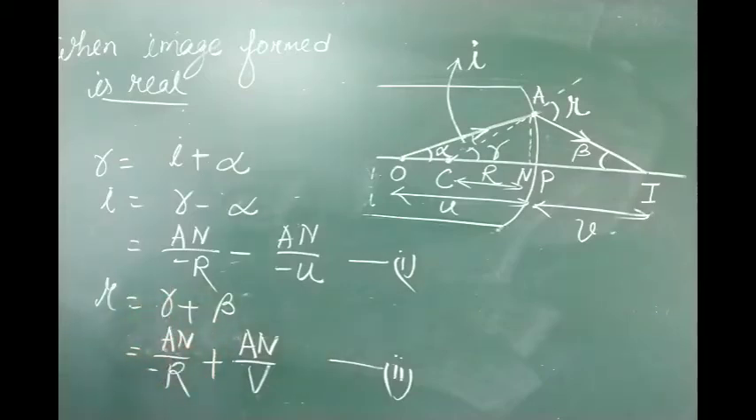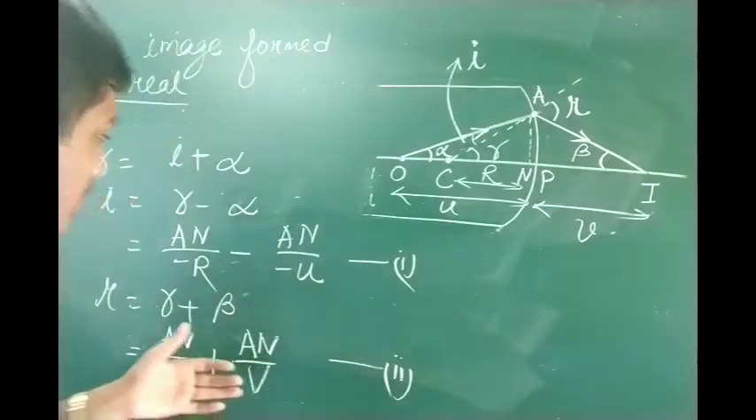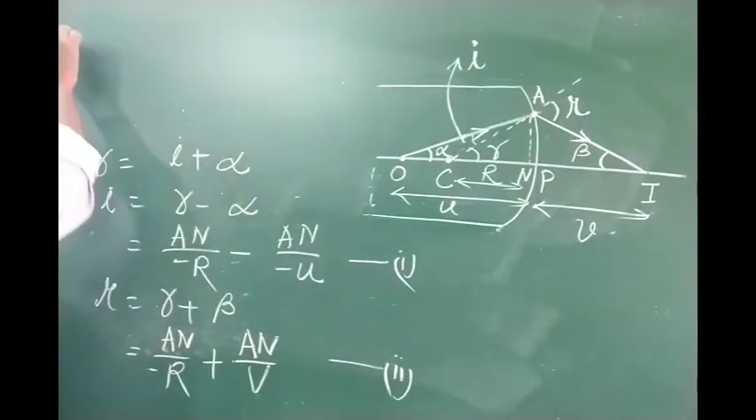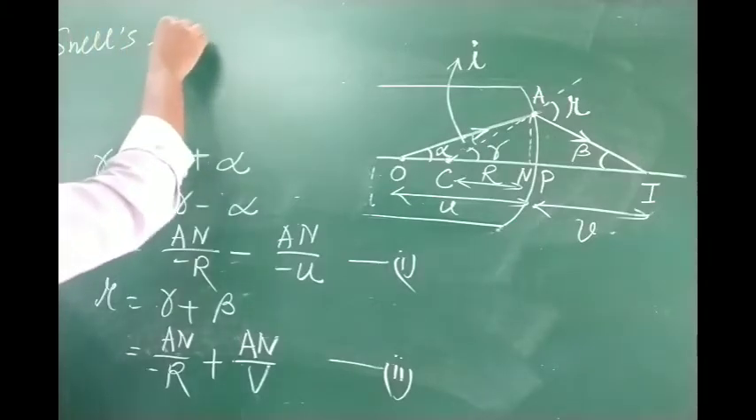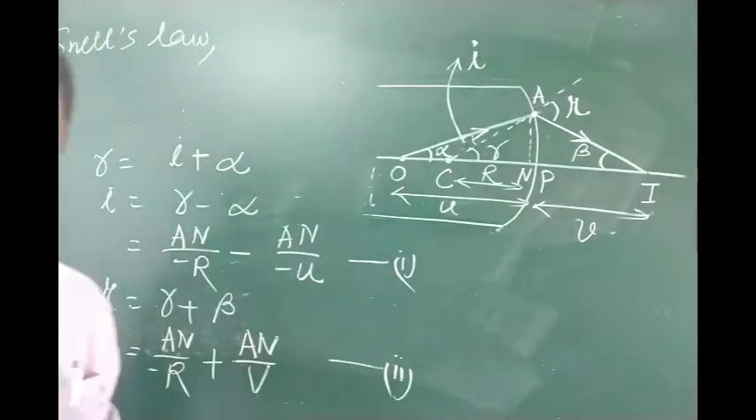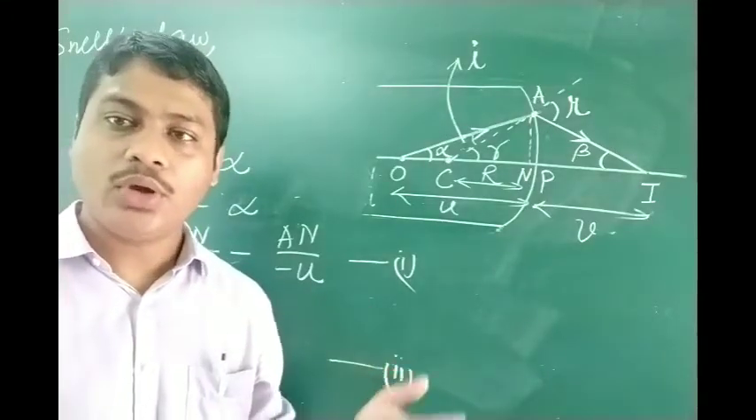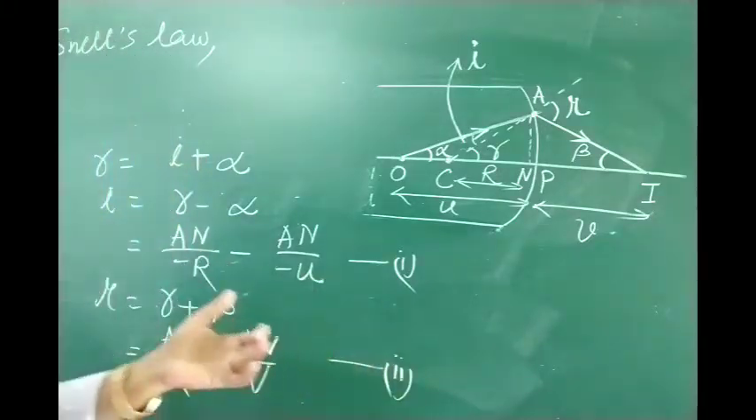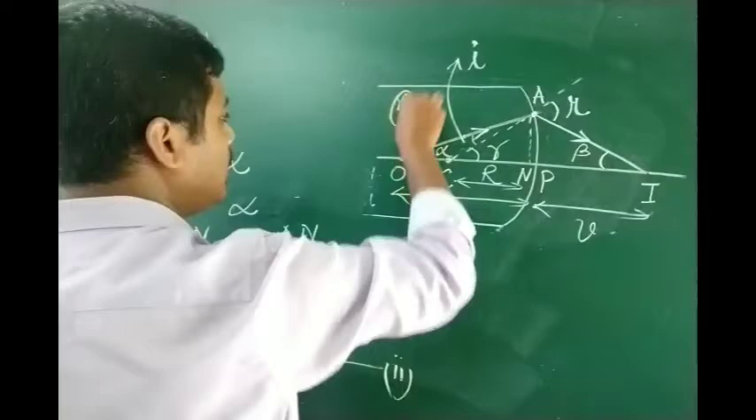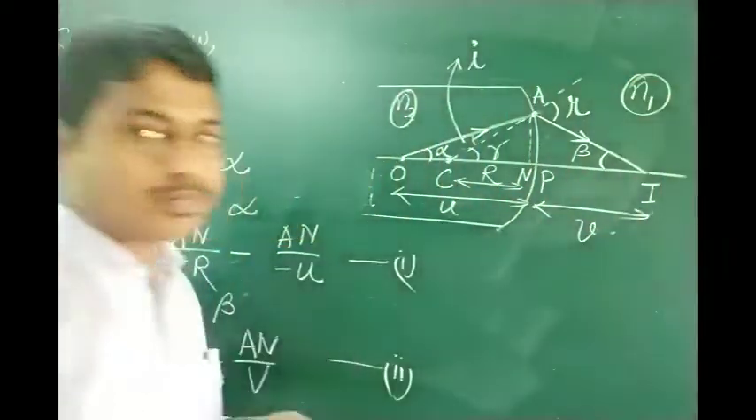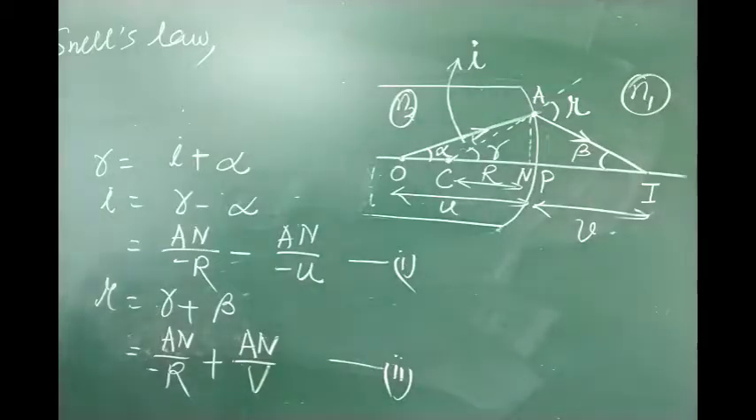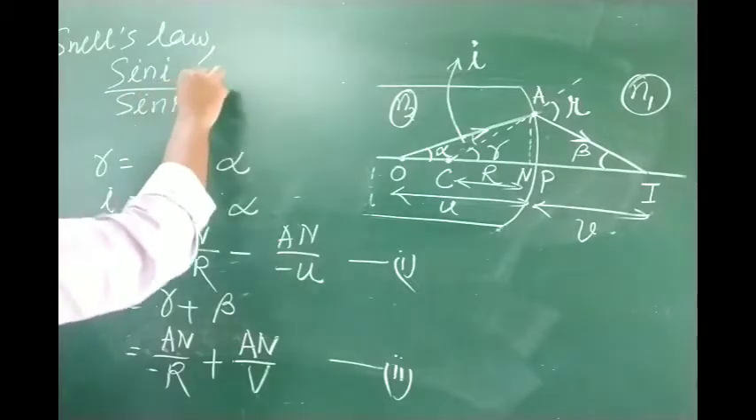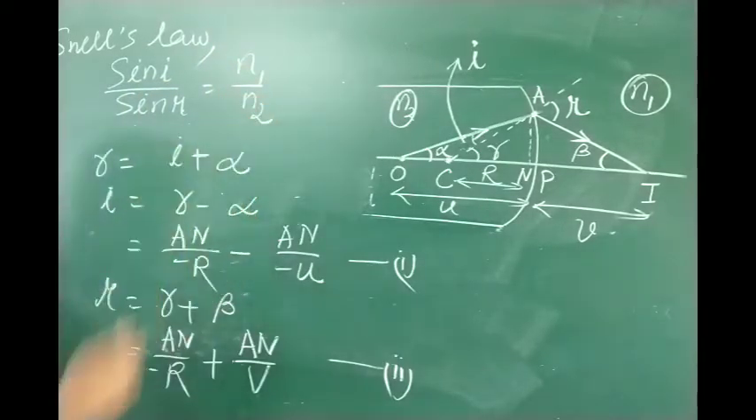Next step, we'll be using Snell's law. So let us use Snell's law now. By using Snell's law, we know that sine of angle of incidence by sine of angle of refraction is equals to the refractive index of medium 1 with respect to medium 2. Now since the light ray is going from medium number 2 to medium number 1, here we have to write sine i by sine r is equals to n1 by n2.